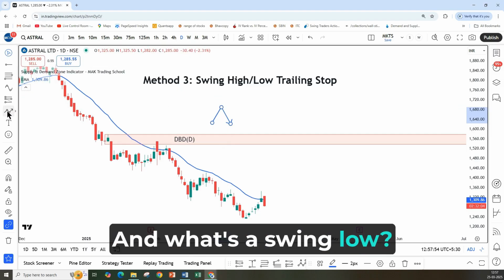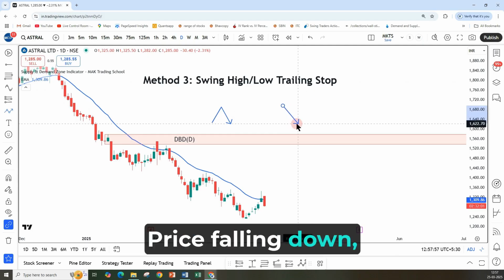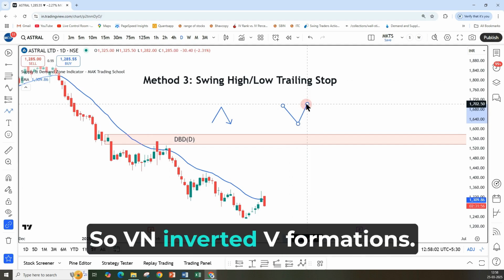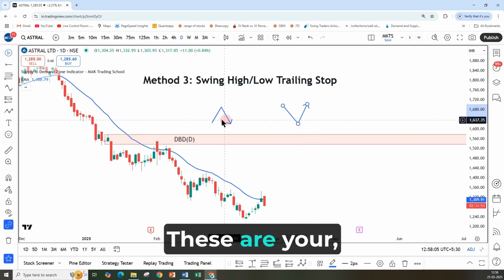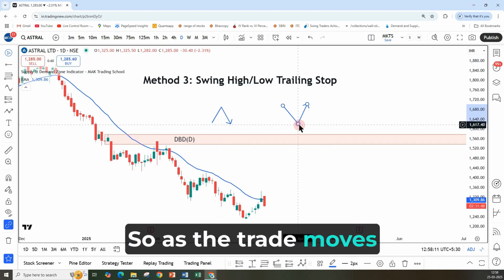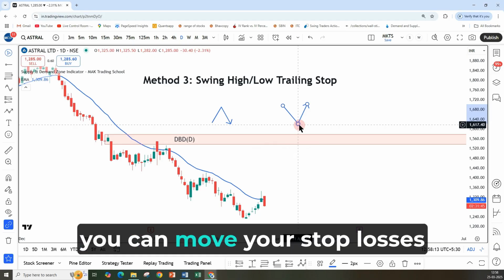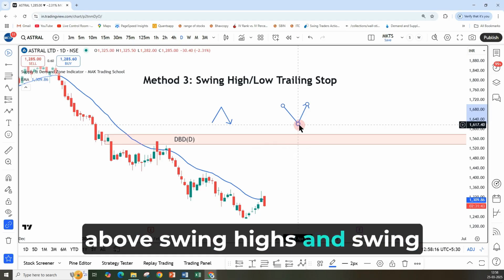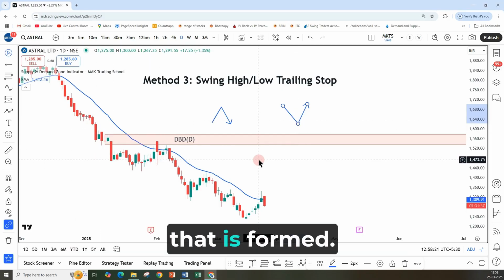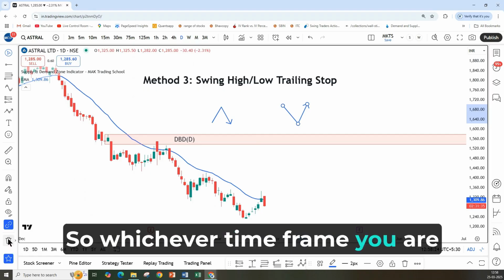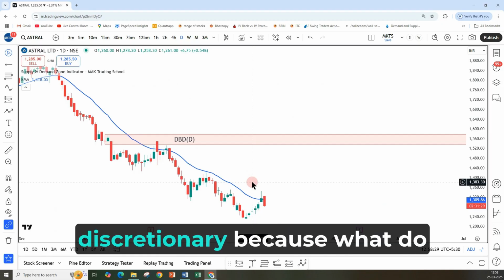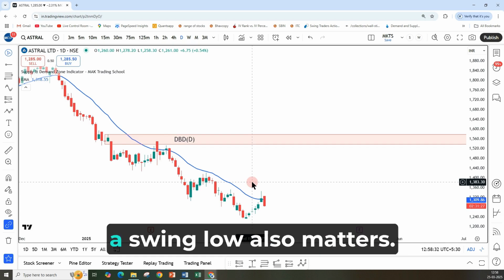And what's a swing low? Price falling down, stops falling down, turns up. So V and inverted V formations, this is a swing high, this is a swing low. So as the trade moves in your favor, you can move your stop losses above swing highs and swing lows. For a short trade, you are going to move your stop loss above any swing high that is formed. So whichever time frame you are trading on, on that particular time frame, look for swing highs and swing lows. But friends, here it's slightly discretionary, because what you consider as a swing high and a swing low also matters.